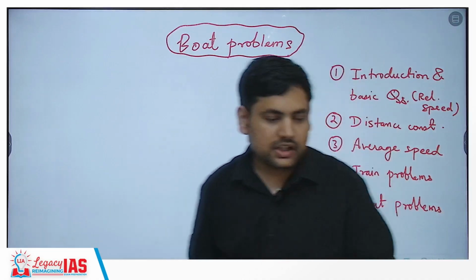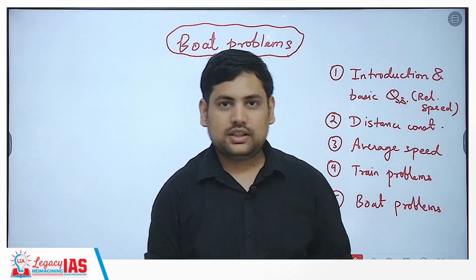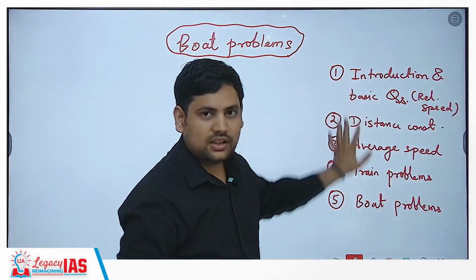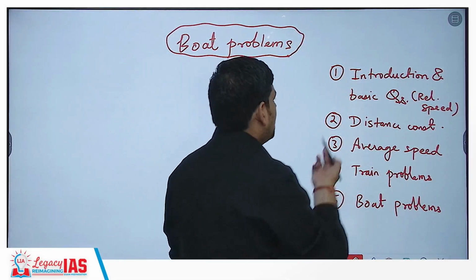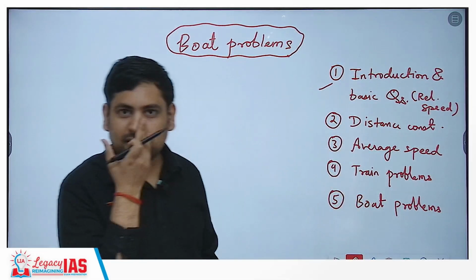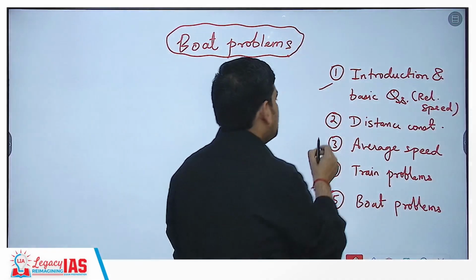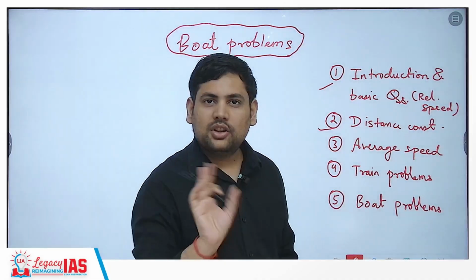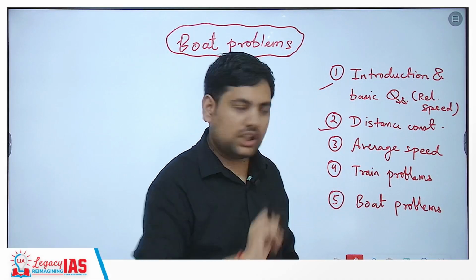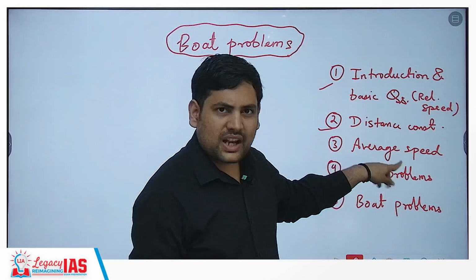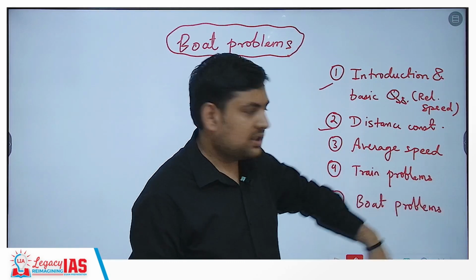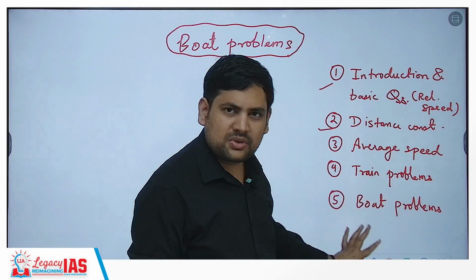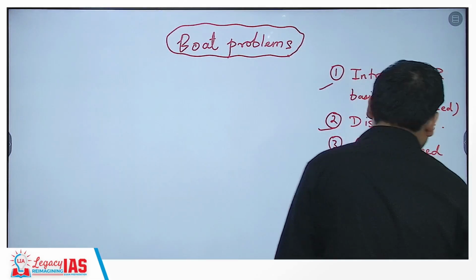We were dealing with time, speed and distance. We had seen these in the initial lectures: the introduction and basic questions related to relative speed. Then we dealt with questions that involved fixed distance, or distance being constant, so you equated S1T1 with S2T2. Then we saw questions related to average speed, then some train problems. Today we'll be seeing boat problems.